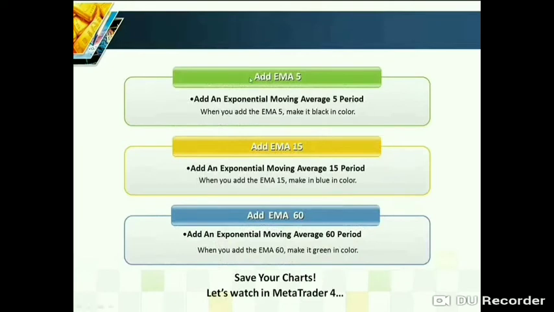And once again, you need to add an EMA 5 to your chart. That's an exponential moving average 5 period. Make it black so that your charts look the same as ours. You need to add an EMA 15 and make that one blue, and an EMA 60 and make that one green. And then once you're done that, save the charts. I'm just going to show you this in MetaTrader 4 so that you know how to do it and can follow along.